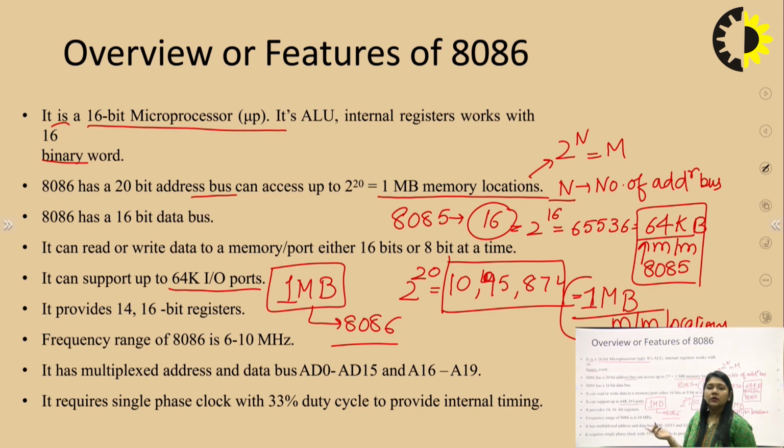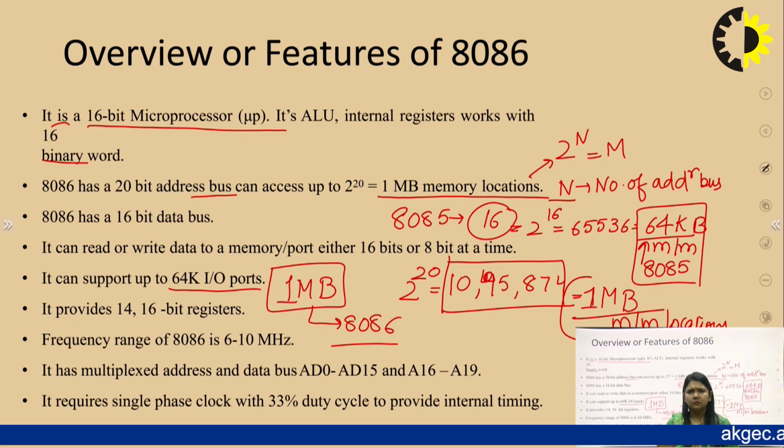Regarding input output ports, earlier they were 8-bit, and depending upon that, it was 2 raised to power 8, which is 256 input output ports in 8085. But in 8086, we have 64K input output ports. So this many ports are there, and it provides 16-bit registers. All the registers here are 16-bit.